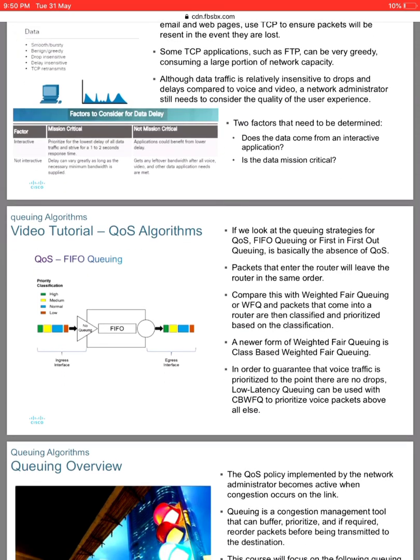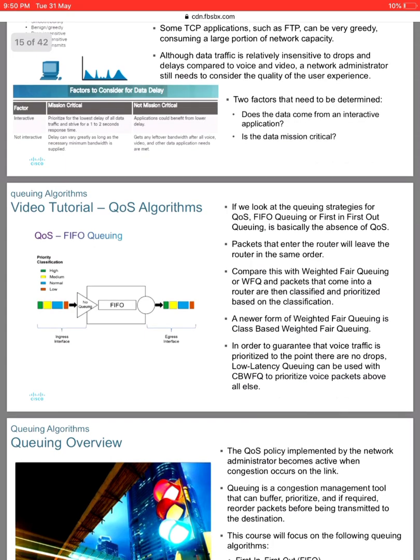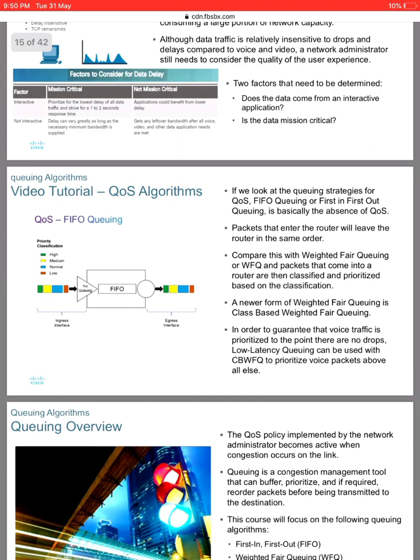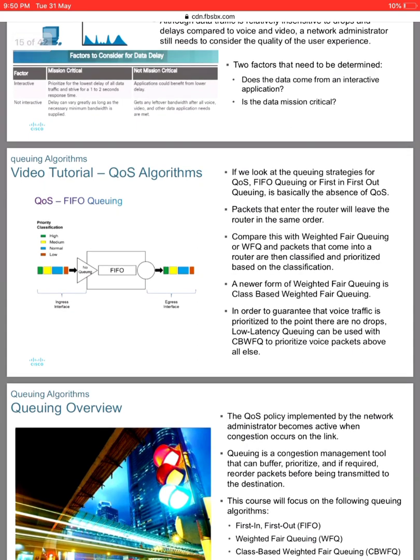Although data traffic is relatively insensitive to drops and delays compared to voice and video, a network administrator still needs to consider the quality of the user experience. Two factors need to be determined. Does the data come from an interactive application? Is the data mission critical?